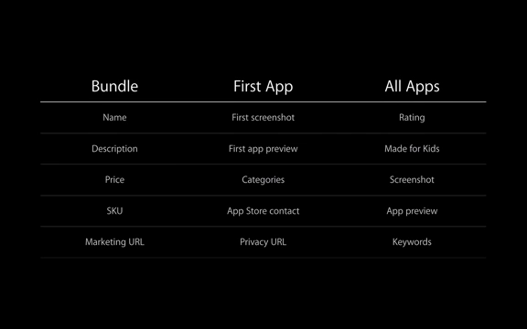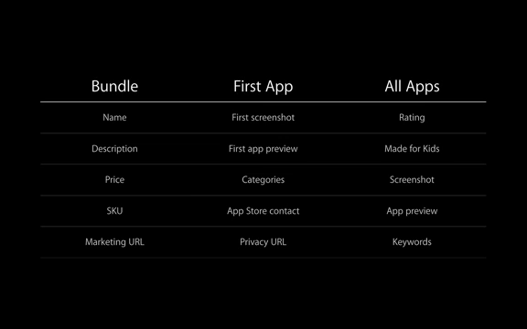The rest of the information from your bundle will come from all of the apps in the bundle. If you have 3 apps that are 4+ and 1 app is 12+, your bundle will be rated 12+. If you want your bundle to be made for kids, all of the apps in the bundle must be made for kids. The rest of the screenshots and app previews will come from the other apps in your bundle, an equal share for every app in your bundle. And for keywords, we'll take all of the keywords from all of the apps in the bundle and apply those. You don't have to re-enter any new keywords.